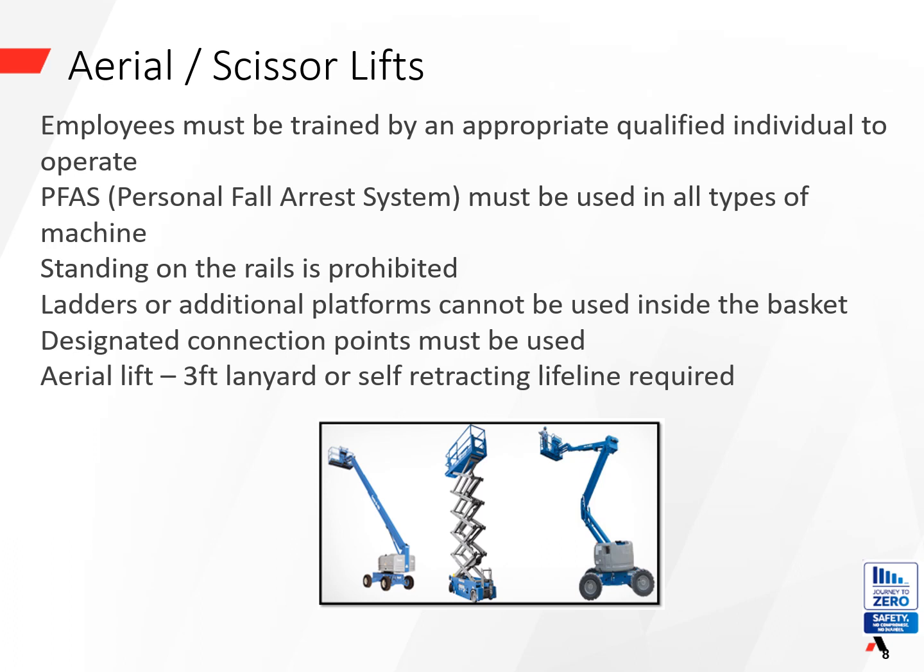Personal fall arrest systems are required for all machine types. Prohibit standing on the rails. Do not use ladders or additional platforms inside the basket. Utilize designated connection points. Aerial lifts necessitate a 3-foot lanyard or self-retracting lifeline.